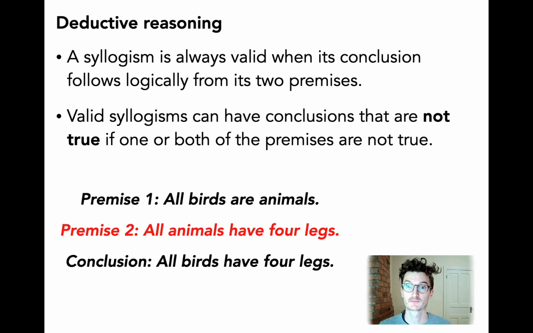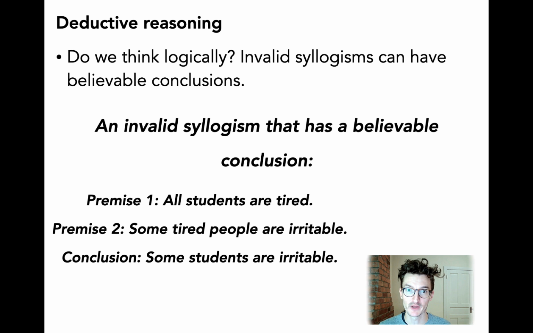So I've just thrown a lot of logic at you, and you might be thinking, am I in some sort of philosophy class? Cognitive scientists are interested in whether we think logically. So when we make decisions, when we reason, do we use the rules of logic? And the fact that invalid syllogisms, so syllogisms that have a conclusion that doesn't follow from the statements that came before it, can have believable conclusions, has been exploited by cognitive psychologists to examine whether we think logically.